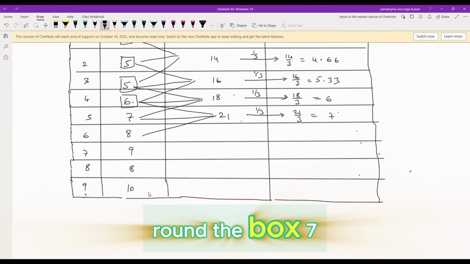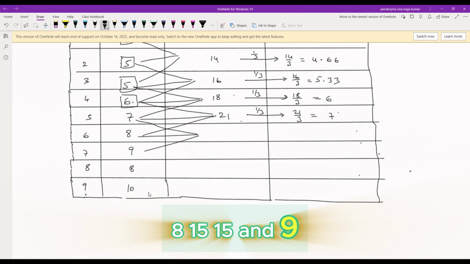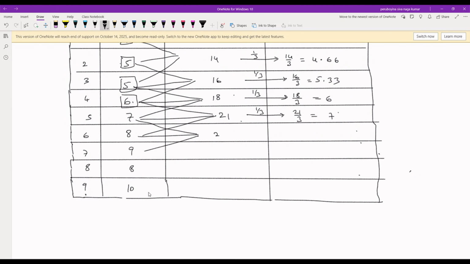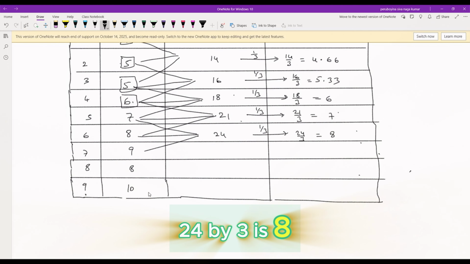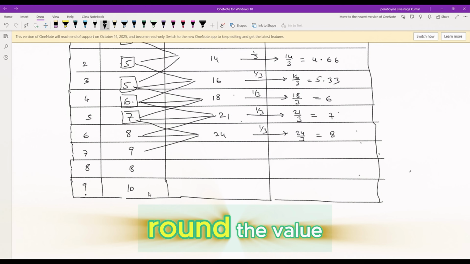Round the box. 7, 8, 9 gives 24. 24 by 3 is 8. Round the value.